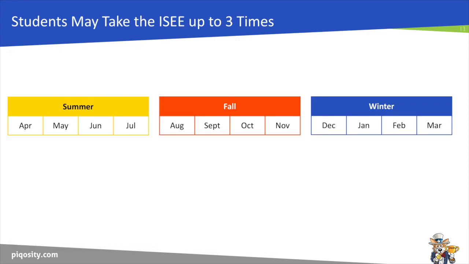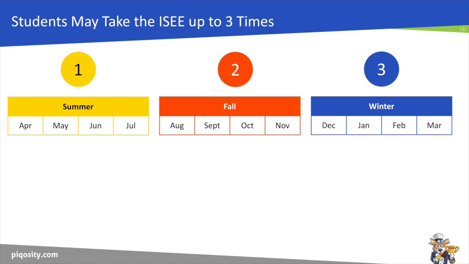Since fall of 2016, students may now take the ISEE up to 3 times a year, or once each during 3 4-month periods generally corresponding to summer, fall, and winter. These 4-month periods are set by ERB. A student cannot, for example, take the ISEE in both December and January because of the limitation of taking the test only once during each prescribed period.